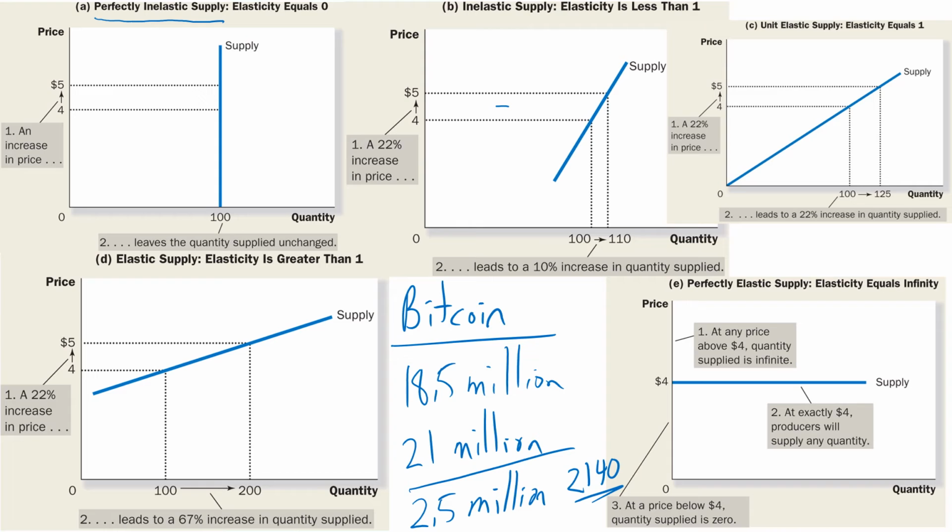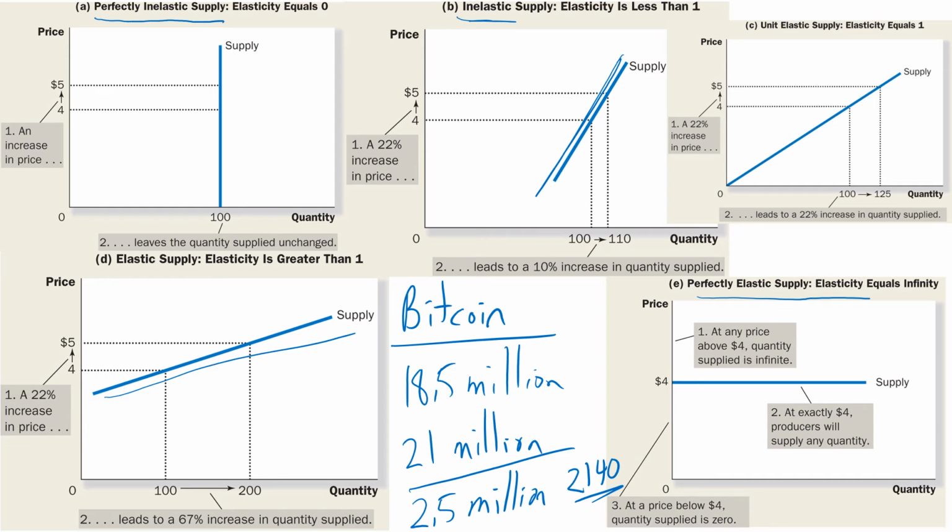All right, and we can also see when we're talking about elasticity that, just like with the demand curve, the steeper the curve, the more inelastic it is. So this is a pretty steep supply curve here in B, and we can see that it's inelastic. Then we have unit elastic, and of course a flatter supply curve means a more elastic supply curve, okay? And here in the last graph, perfectly elastic supply, right?